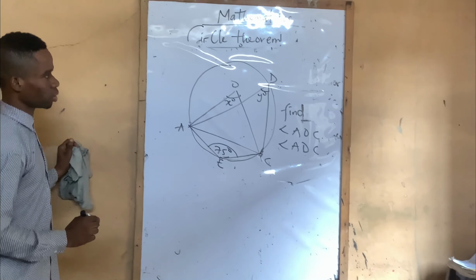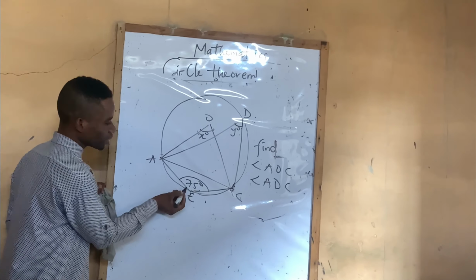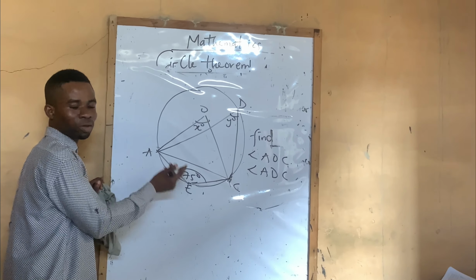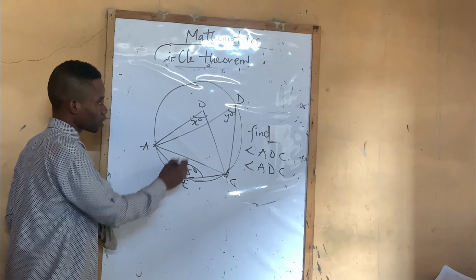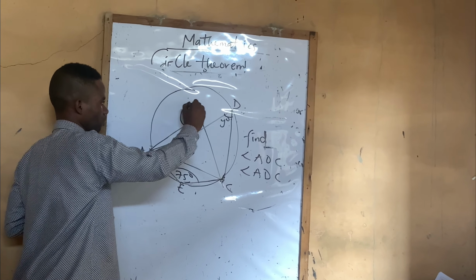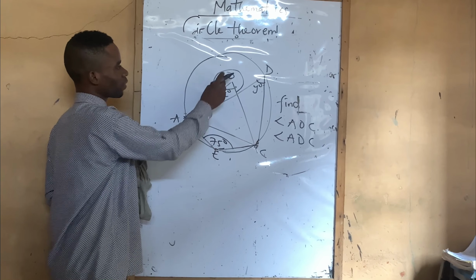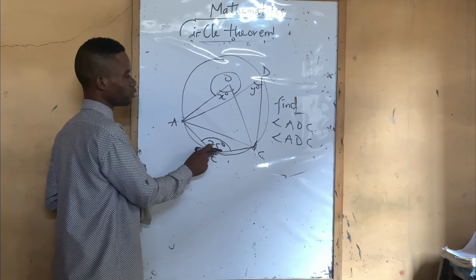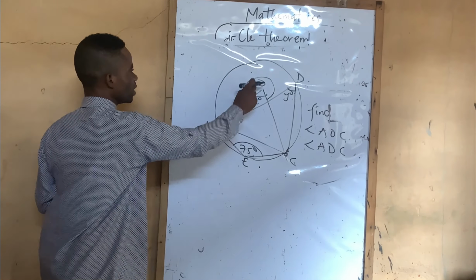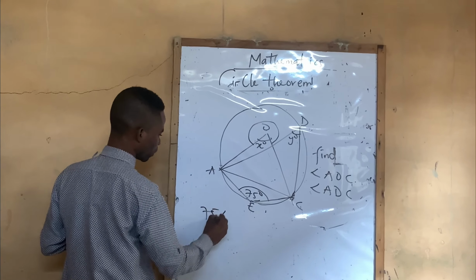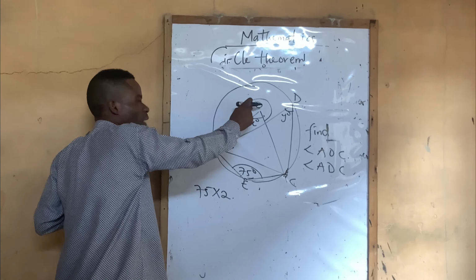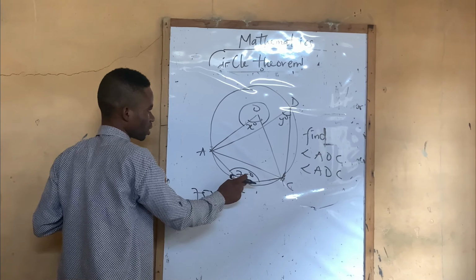How will I do that? Now that I know what is here, do not forget when I was explaining theorem 1, you have to get what is here first to have what is here. And you know that whatever is here, you divide it by 2, it will give you this. That shows that here now will be 75 times 2, because I have to divide whatever is here by 2 to have this.